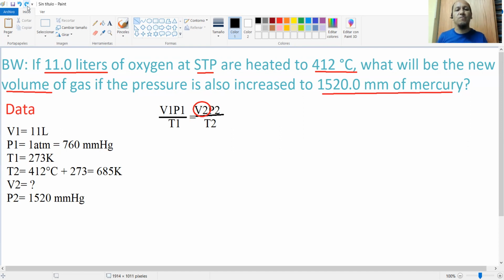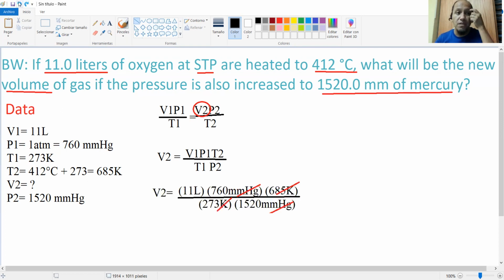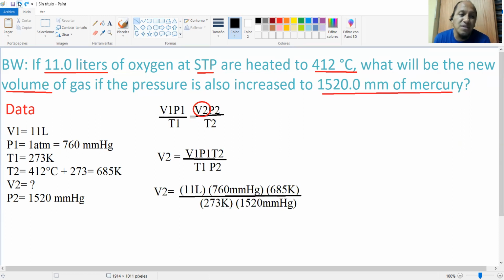Then the next step is to solve the equation for the variable you're looking for. In this case, I have solved the equation for V2, which in Spanish is called despejar V2. Only when you have solved the equation for the variable you're looking for, you're going to locate the values obtained from the data. So instead of volume 1, you put 11 liters, 760 millimeters of mercury, the temperatures in Kelvin for T1 and T2, and the pressure.